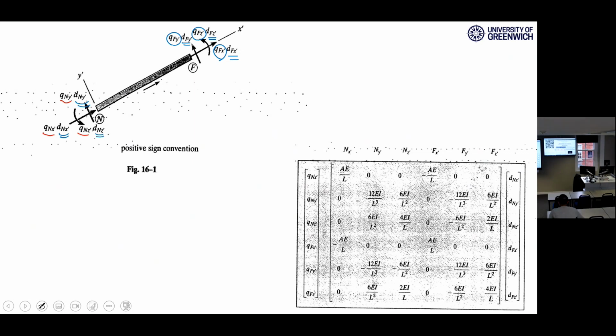Right? So in each point, in each node, near node, far node, we have three forces, which means internal forces. Like I've made a section there, and they are internal forces in that node. The far end, the same. The deformations, three forces, right?